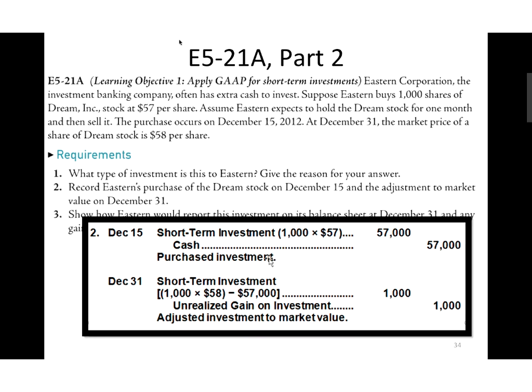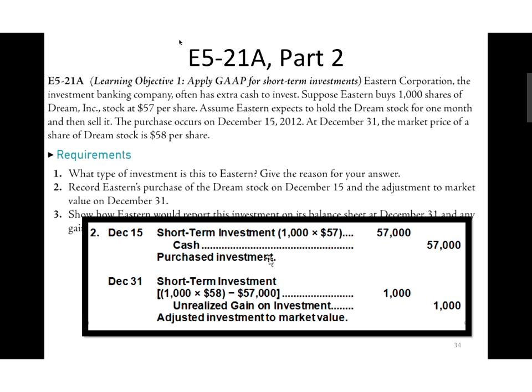Okay, so the first entry we just talked through, December 15th, we bought the investment, so we have an asset. We bought it for $57 a share. We bought it with cash. Now, the second thing: I know there's a calculation written up there. You can calculate it a couple different ways. If I look at December 31st, this stock is worth $58 a share. I purchased it for $57 a share. So it's worth $1 more per share, and I have 1,000 shares. So 1 times 1,000 shares is where that 1,000 comes from as well.